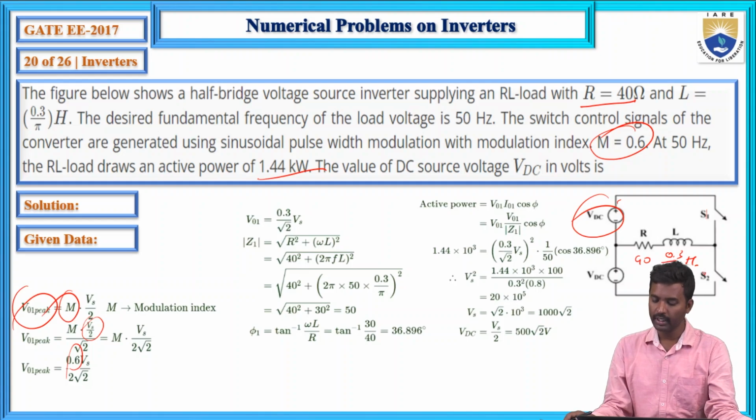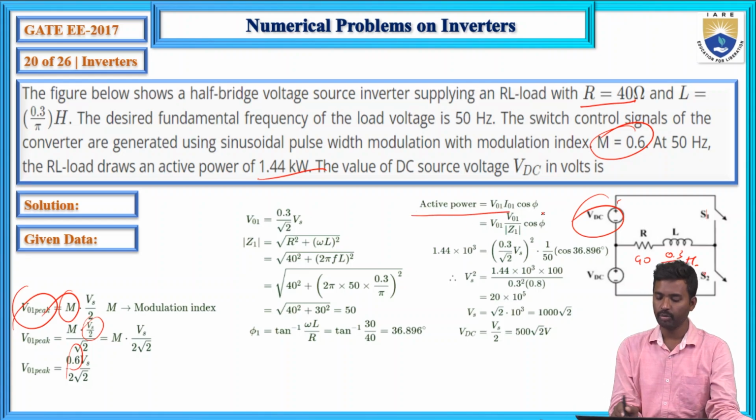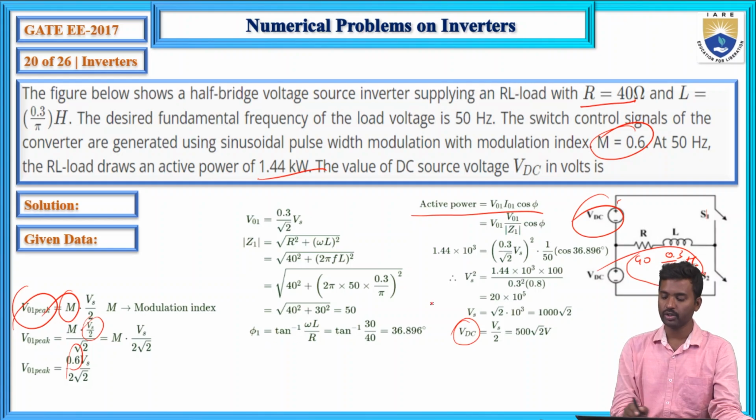The actual formula: active power equals... how will we get the VDC? We need VDC. So active power is V01 I01 cos φ, so V01 I01 by Z1 times cos φ. Z1 can be calculated from this. So Z1 and the φ value. The φ value is also calculated from the load, ωL by R. The L value is given, so that is ωL by R.